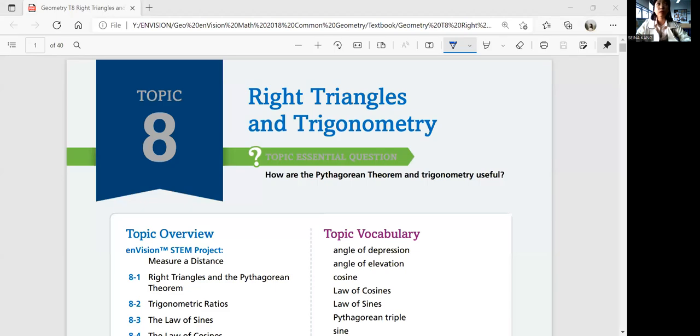Hello everyone, this is geometry topic 8, right triangles and trigonometry. In this topic, we'll think about how the Pythagorean theorem and trigonometry would be useful. In algebra 2, we'll use a lot of trigonometry, and so learning about the Pythagorean theorem and its connection to trigonometry would be very useful in the future as well.